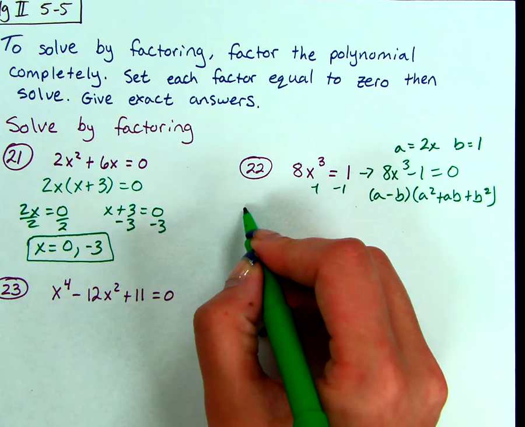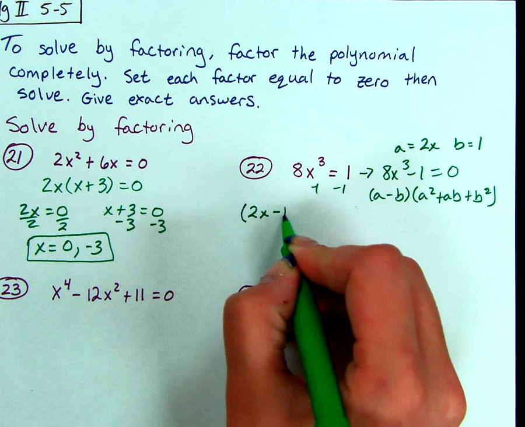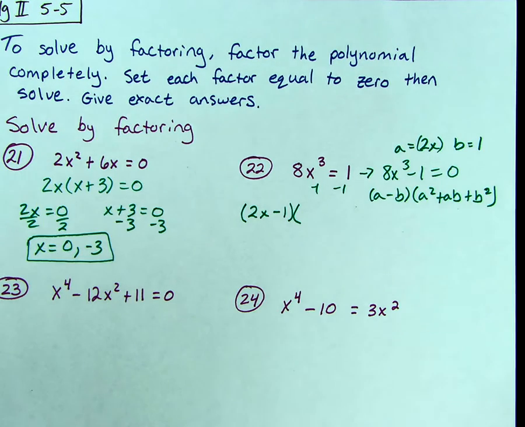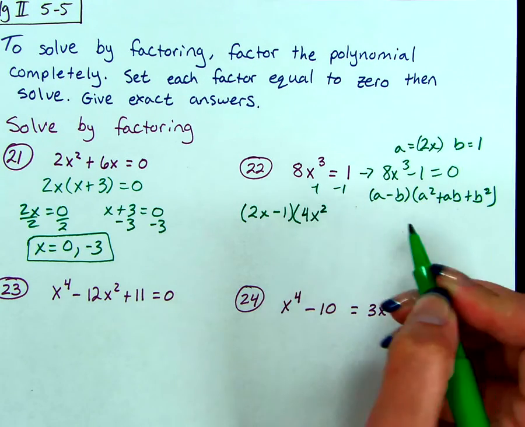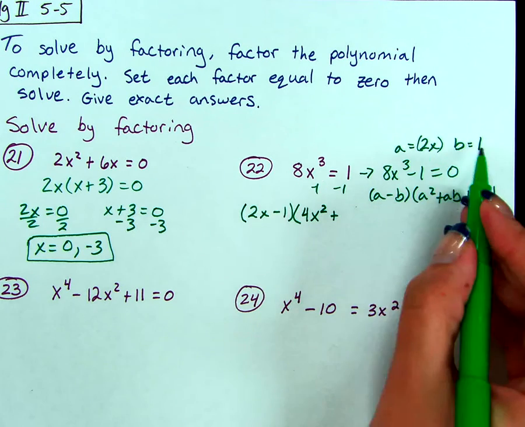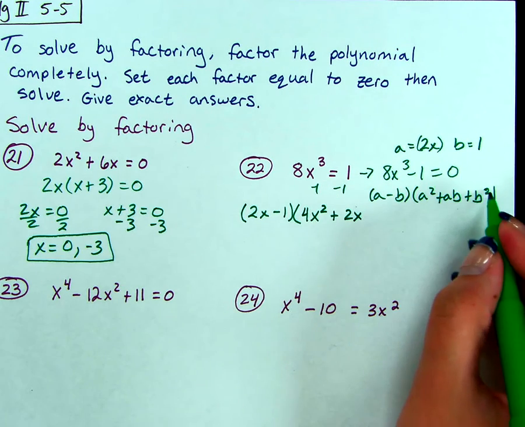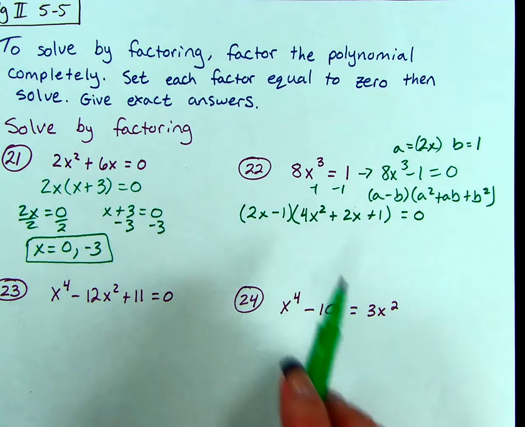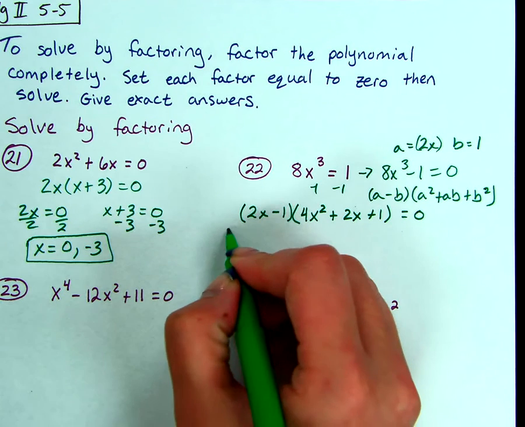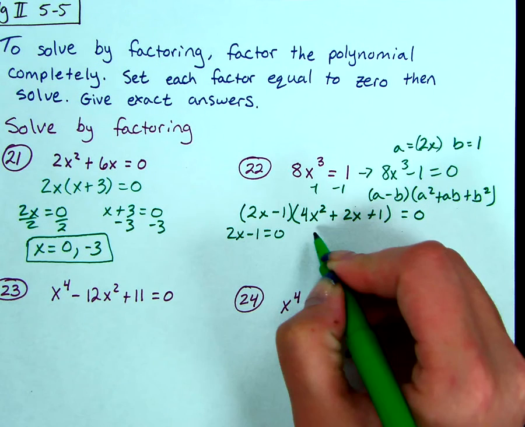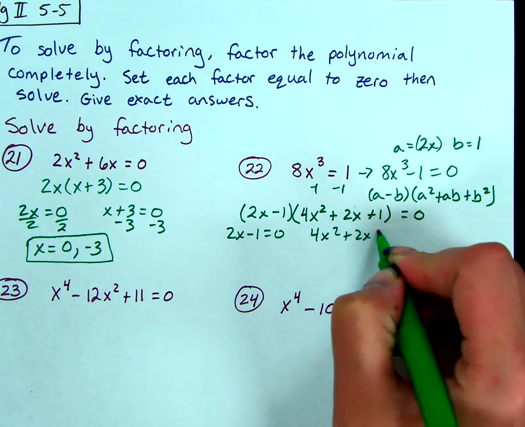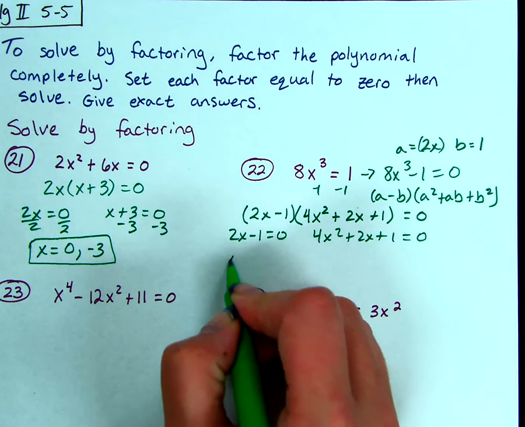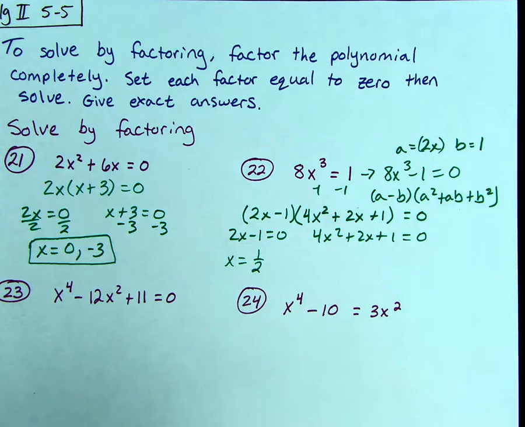So our factored answer is going to be 2x minus 1 times, again, we're squaring the quantity of 2x. So that'll become 4x squared plus, and then 2x times 1 is 2x. And then b squared, so 1 squared is 1, equal to 0. Now we know that this is prime, so we are setting 2x minus 1 equal to 0, and then 4x squared plus 2x plus 1 equal to 0, and solving each. So this one's easy. We add 1 and then divide by 2. So our first answer is 1/2.